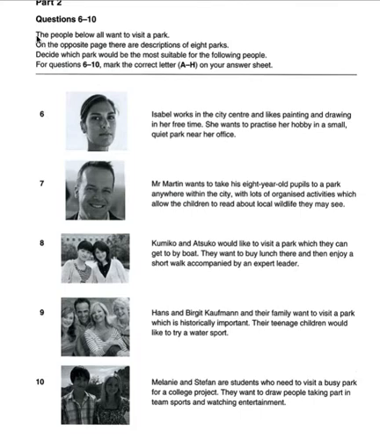Obviously the first thing to do is to read the instructions. The people below all want to visit a park. So this is about parks. On the opposite page there are descriptions of 8 parks. Decide which park would be the most suitable for the following people. So we are matching people with parks. Isabel works in the city center and likes painting and drawing in her free time. She wants to practice her hobby in a small quiet park near her office.